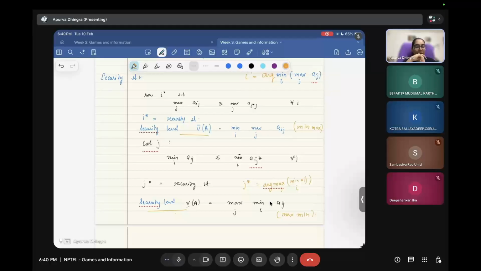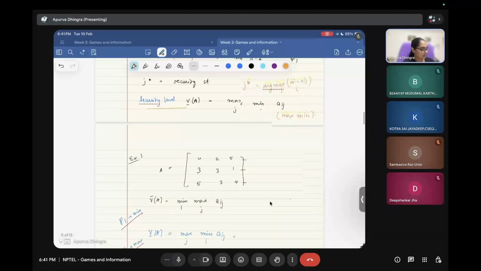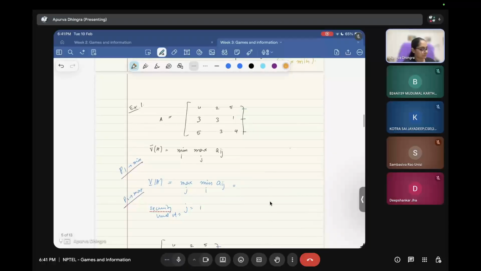Okay, so I hope at this point you can understand what security strategies and security levels are. We'll take a couple of examples to understand this better, because even though we have only talked about it in the case of zero sum games, this is actually useful in general games, as in general for non-cooperative games. Okay, so now let's take an example. I think this is supposed to be 4.